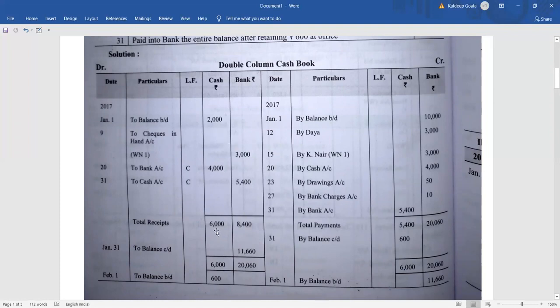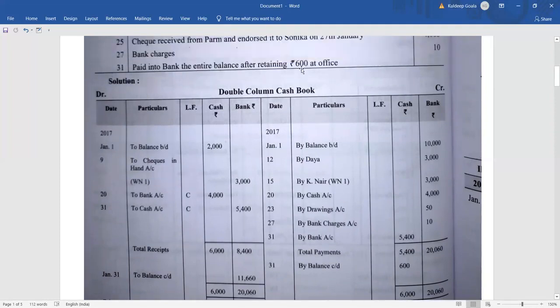6,000 in the cash. We received 6,000 rupees in cash. And how much payment have we made? You can see the payment side, we don't have any payment. The last one is the deposit in the bank. So there is no payment, 0 rupees. So how much are we supposed to deposit in the bank?